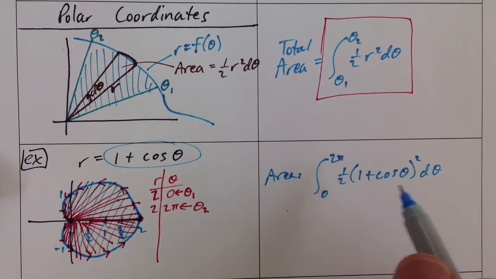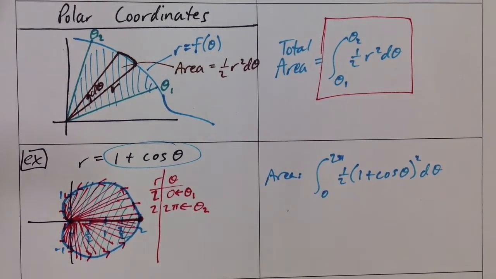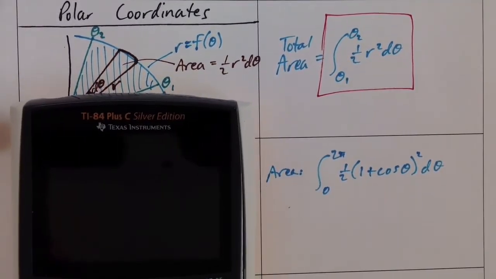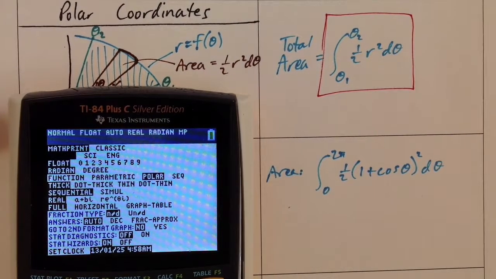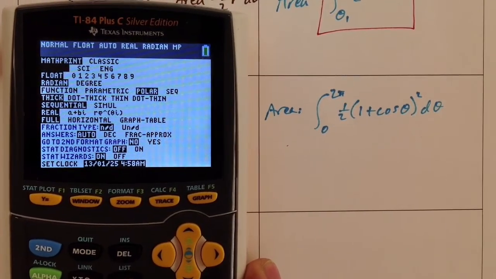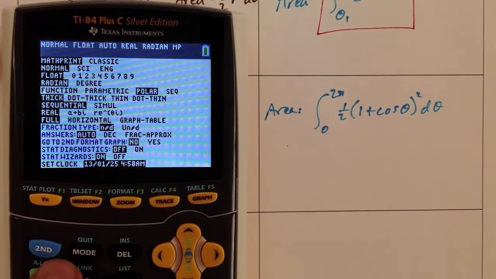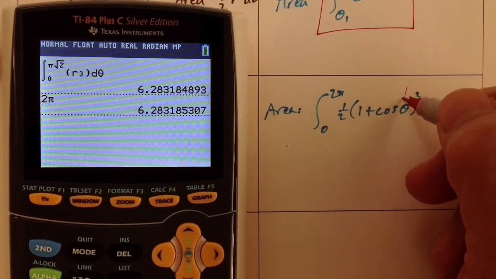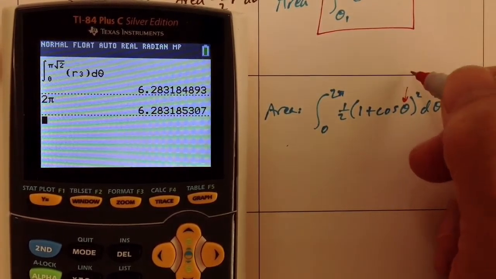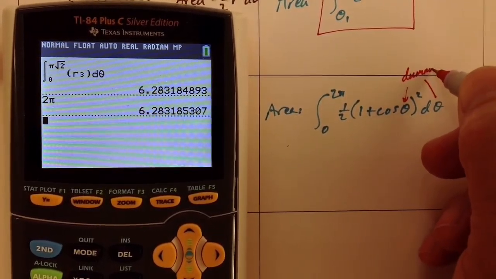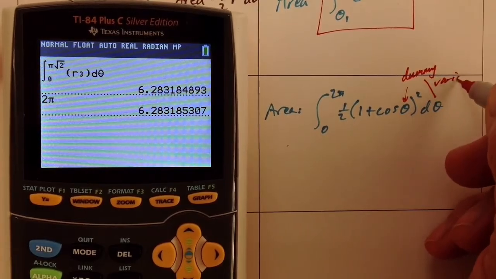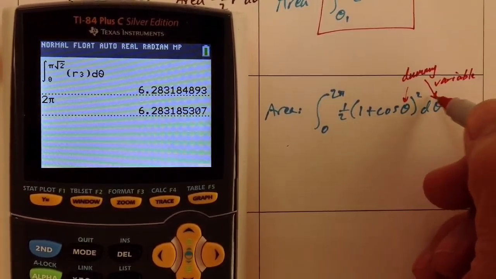So punch that into your calculator, and where's my calculator? Okay, so we're going to do the fancy ones now. We don't necessarily need to be in polar mode now, so let's put ourselves back in function mode, because remember, on any integral, that variable there is a dummy variable, so we can use any variable at all. Okay, so this guy right here.